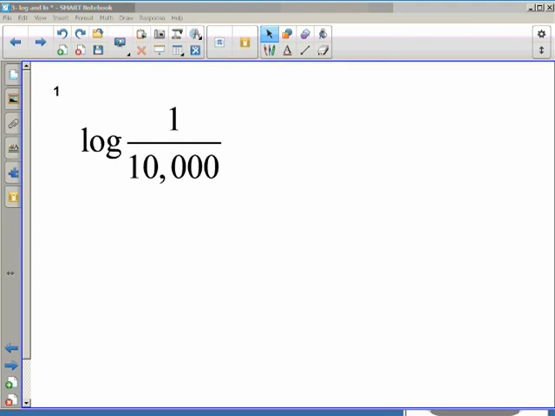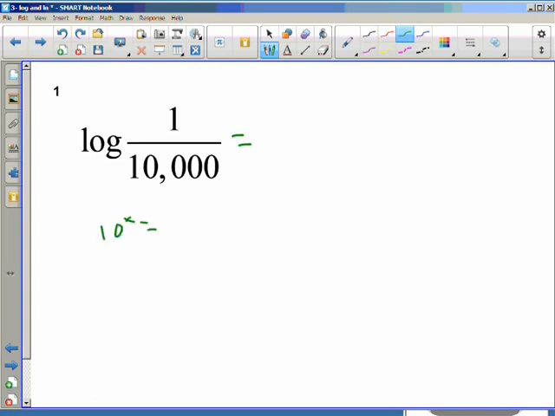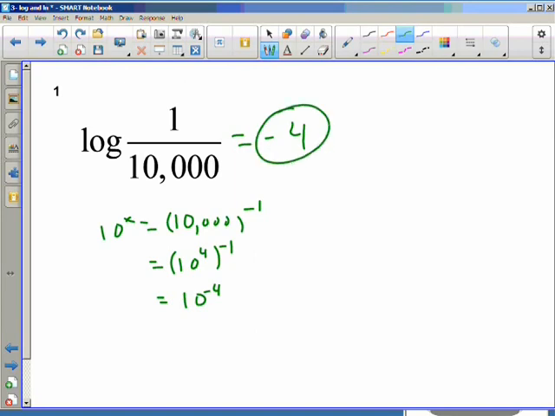All right, why don't you give this one a try? Remember, it's a fraction. And 10 to what power is, we could write this as 10,000 to the negative 1 if we wanted to, which is 10 to the 4th to the negative 1, which is 10 to the negative 4. And if you got negative 4, you were correct.